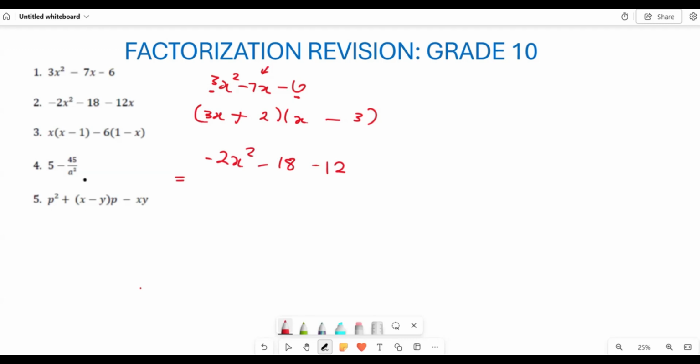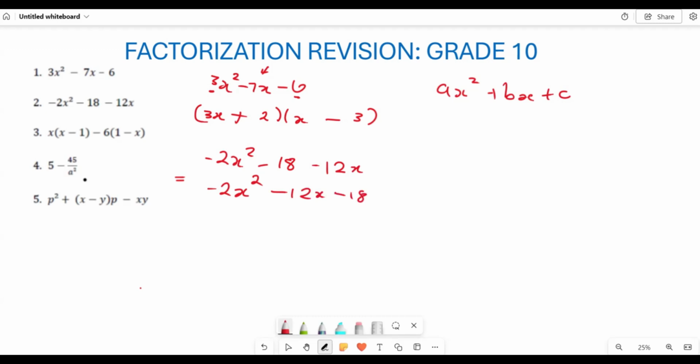We are going to start by writing this in your quadratic form, or rather in your binomial or trinomial form, which means this is going to be ax squared plus bx plus c, altogether. So you're going to start with negative 2x squared, then this is going to be negative 12x, and then this is going to be negative 18.